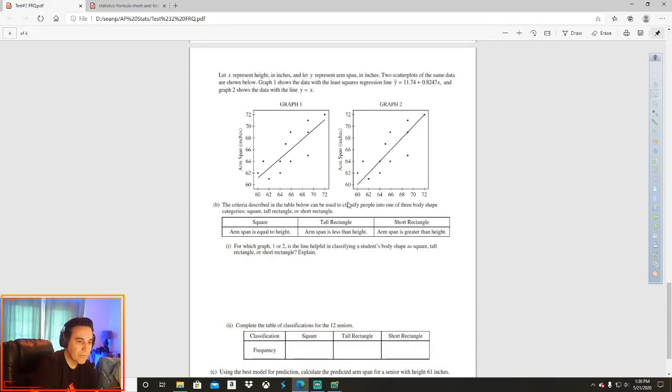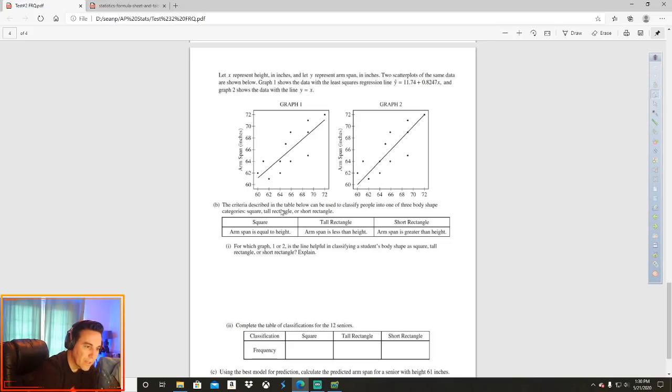Then they do this. I totally remember this one. They draw on two lines. One was the line of best fit with the data, which is graph 1, and then graph 2 was just a y equals x line. So any point that's on the line, they were the same height as arm span. If you were above the line, then your arm span was higher than your height, which meant you were a short rectangle, what we call. And if you were below the line, your arm span was lower than your height, so that meant you were a tall rectangle.